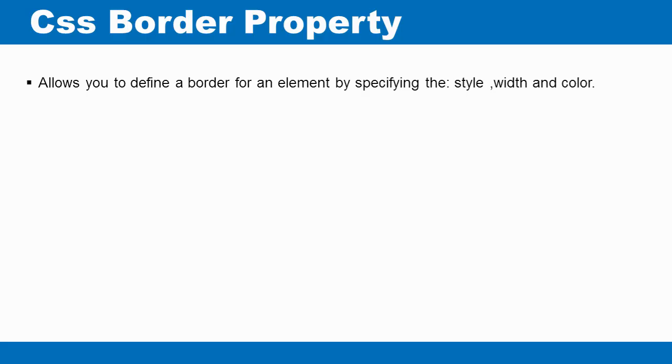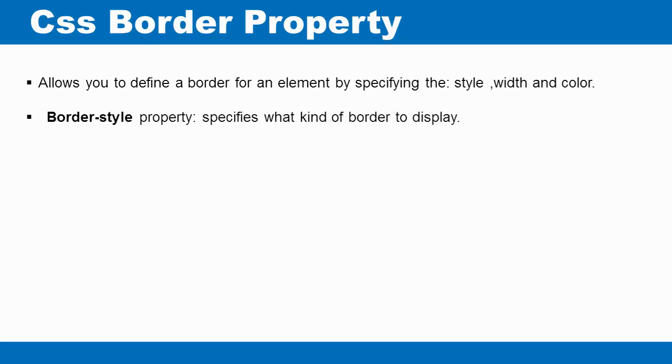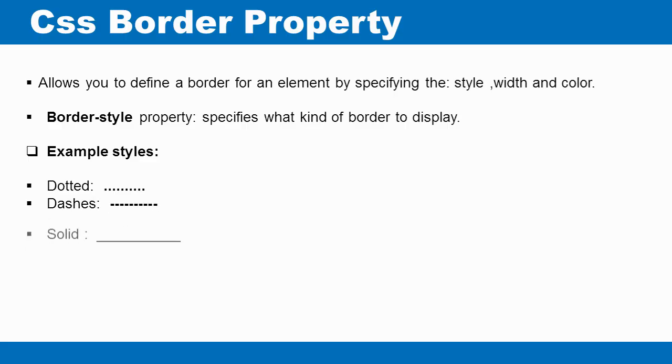The border style property specifies what kind of border to display. There are different types of borders. Examples include dotted borders, so the borders will appear dotted. You've got dashed borders and solid borders. There are a lot more, but these are just some basic examples of the different styles of borders.